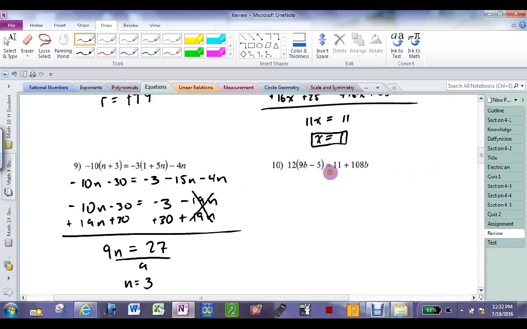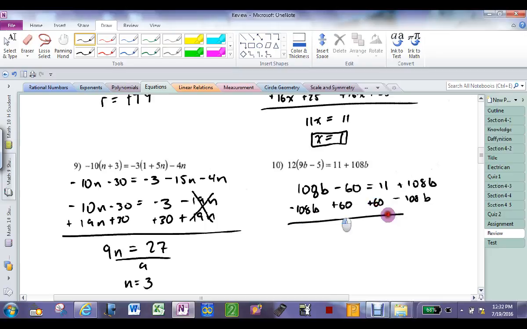Then we get to here, which some of you who are paying attention may have heard Aiden and Bryn asking about. You follow the rules. Distribute: 108b minus 60 equals 11 plus 108b. Minus 108b, minus 108b, plus 60, plus 60. 0b equals 71. Now, some of you are going to tell me the answer is 0.